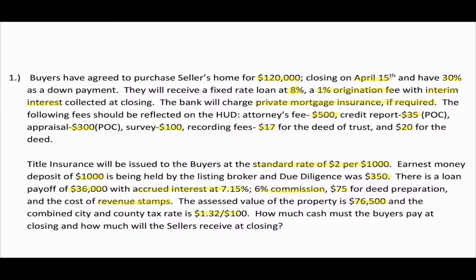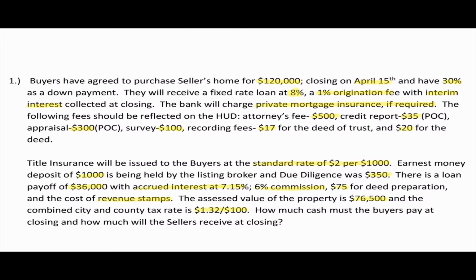The seller is the one who has a loan to pay off, so we'll go ahead and put this $36,000 into the seller debit. And there's accrued interest. Now, interim interest was what the buyer paid from the day of closing until the end of the month. Accrued interest is what the seller owes because when they made a payment on April 1st, they were really paying for March. So they still owe monies from the 1st of April up until the 15th.